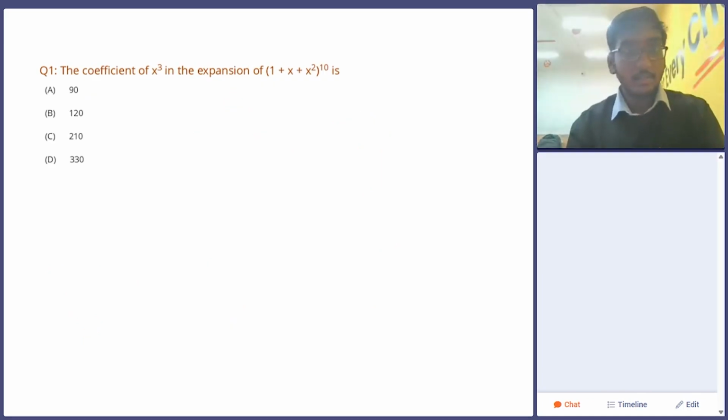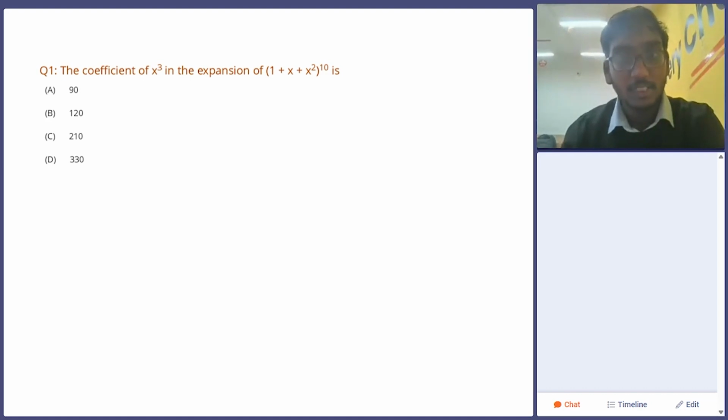So hello everybody. In this session, we will be discussing the solution of the full syllabus test in mathematics. The first question is from binomial theorem. They are asking the coefficient of x cube in the expansion of (1 + x square) whole power 10. So 1 plus x square, if you observe, it's actually a geometric progression. What will be the sum of these three terms? It will be (x cube minus 1) divided by (x minus 1).